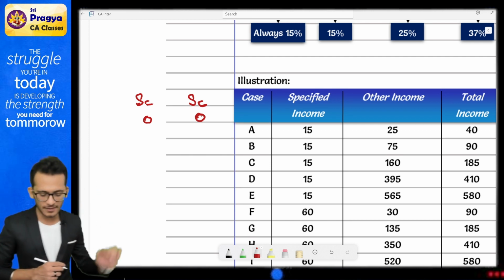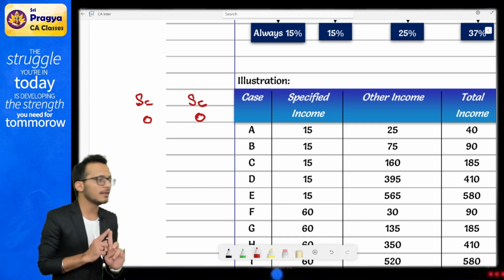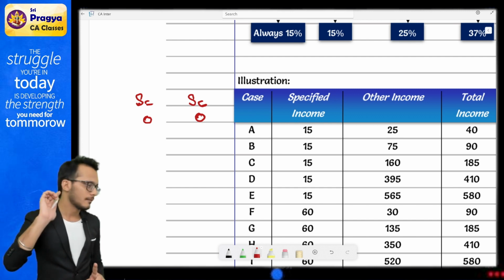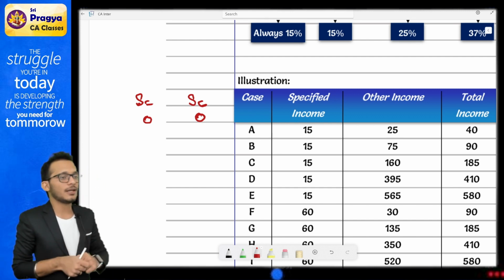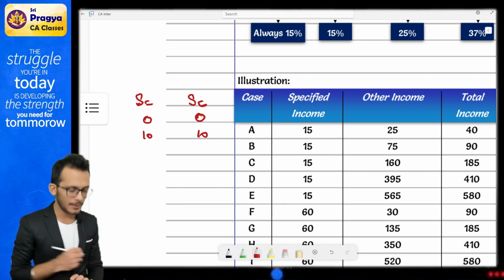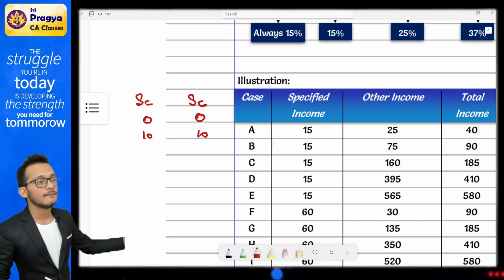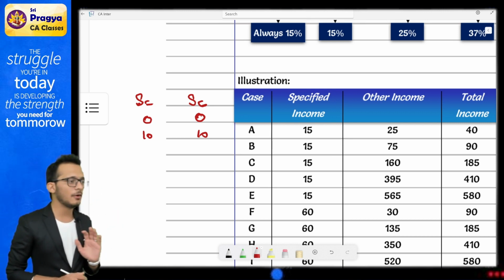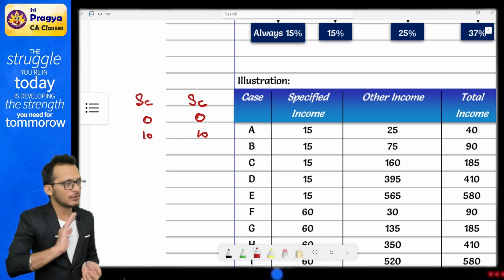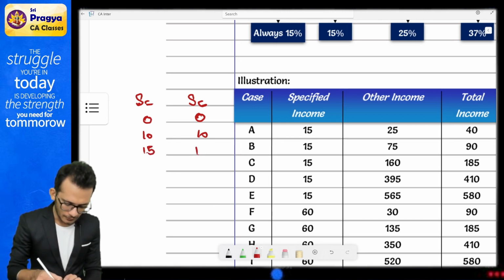Coming to the next one, your specified is 15, your other is 75. Total has become 90. When your total has become 90, you are liable for a surcharge of 10%, the 50 lakh to 1 crore slab. At this point, enhanced surcharge has not come into the picture, so 10% on both. Next, you have 15 and 160, total becomes 185. Now you are in the slab of 1 crore to 2 crore, surcharge becomes 15. You have still not touched the 25 and 37, so no problem, 15 will remain for both. So it is 15 and 15.